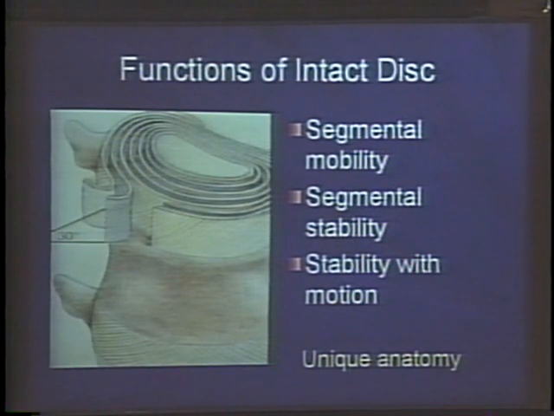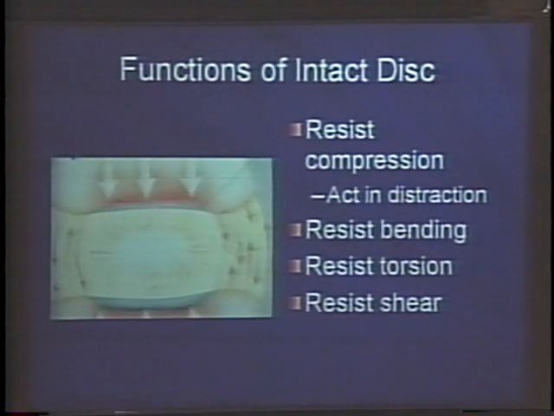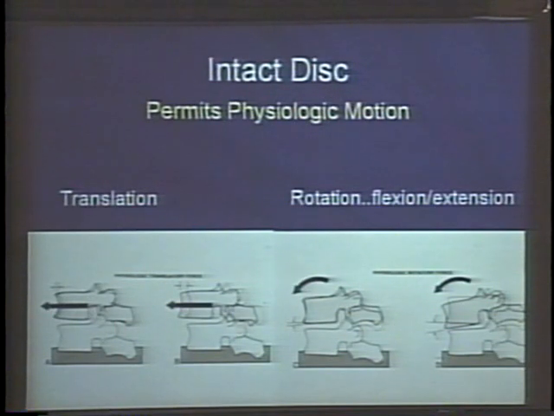We look at the disc briefly, and I'm sure you're familiar with this. The anatomy of the disc is really unique, and it provides segmental mobility with segmental stability. The disc generally acts in distraction, and it permits stability while permitting motion. The functions of the intact disc are to resist compression, resist bending, torsion, and shear forces, which it is very well designed to do. However, as the disc degenerates, which it does in all of us, it loses the ability to resist these forces. There's a certain amount of physiologic motion which the disc permits, a few degrees of physiologic translation, and a few degrees of sagittal rotation or flexion extension.